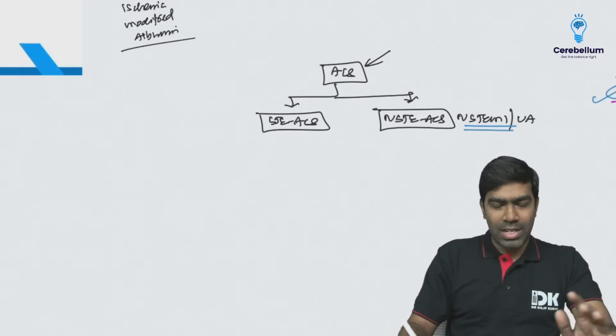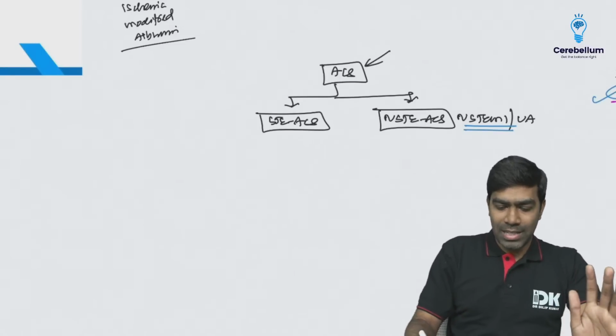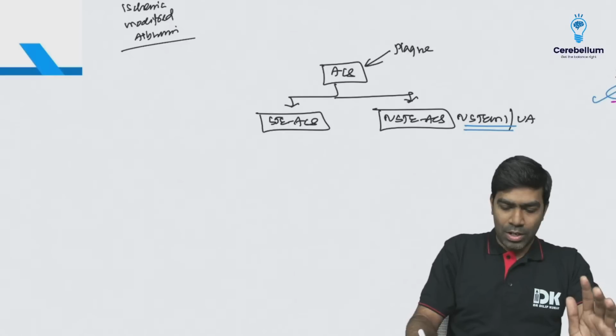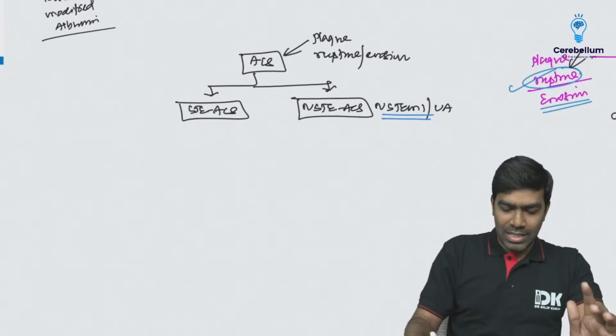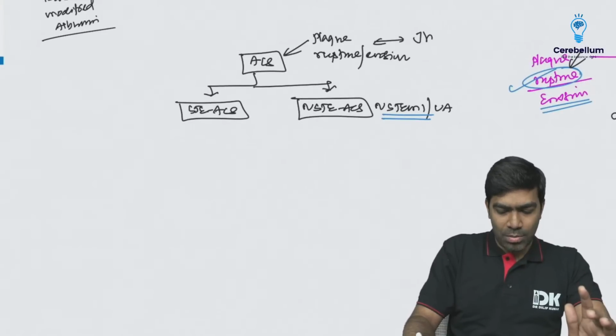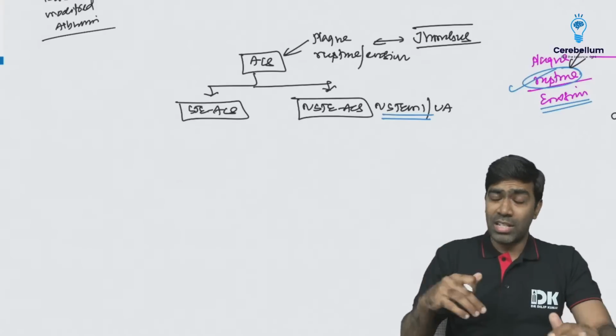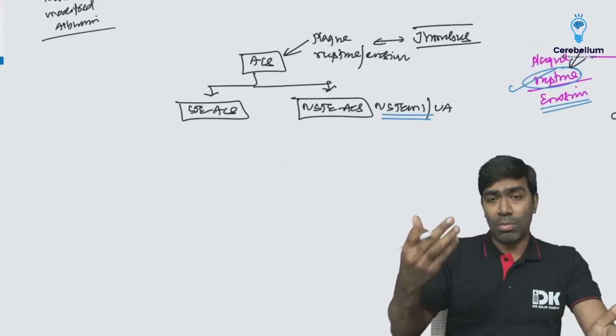So basically, what is the problem in ACS? The problem in ACS is plaque rupture. Plaque is getting ruptured, or there is a plaque erosion, and this is causing a thrombus. This is a new thrombus. Remember, already there is a disease in the vessel, and the patient is stable. Now there is a new occlusion because of the thrombus formation.